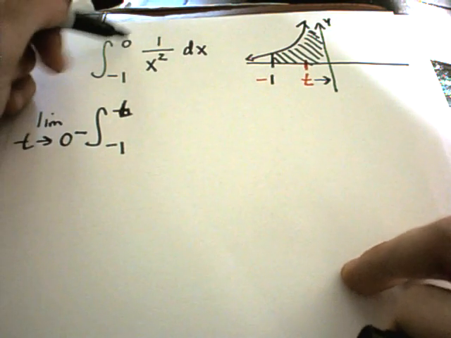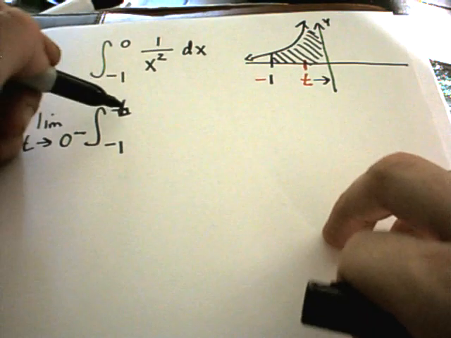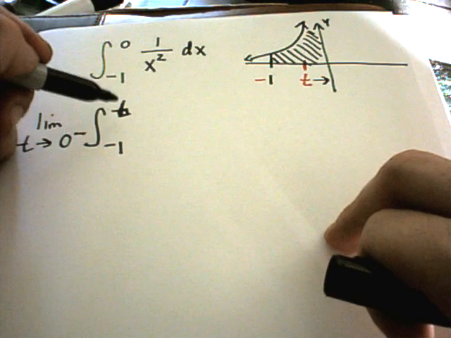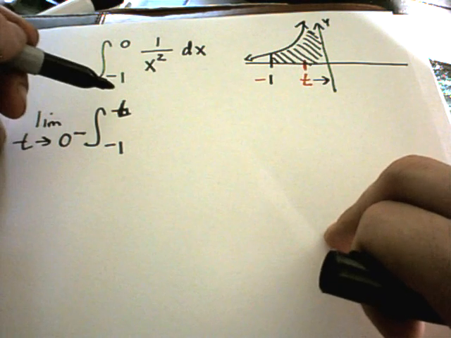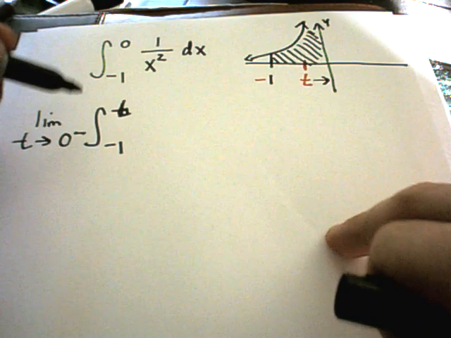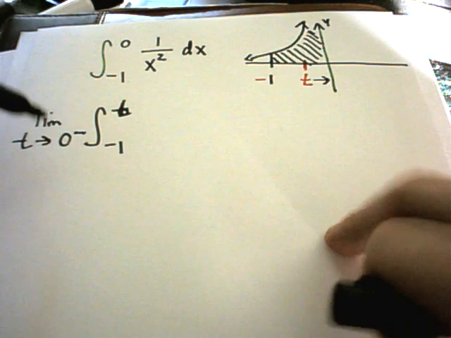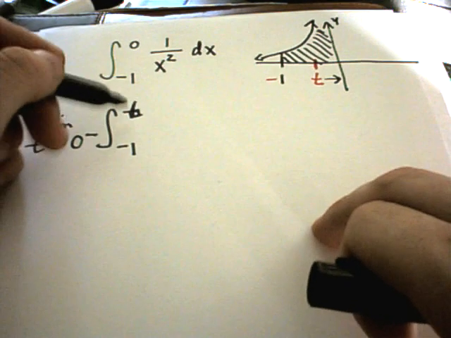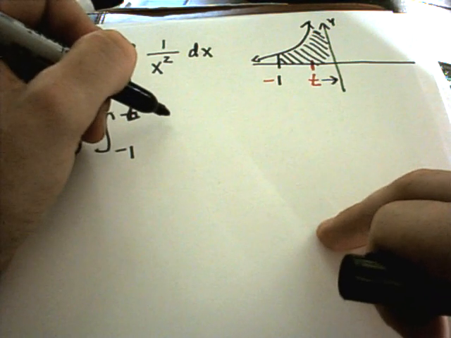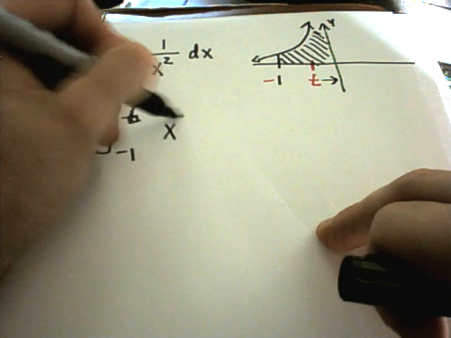So wherever the discontinuity is, that's where you're going to plug in t, just like in the other examples, wherever the infinity was, that's where you plugged in the t. And again, you basically just turn it into a limit problem along with a definite integral. So 1 over x squared is the same as x to the negative second.